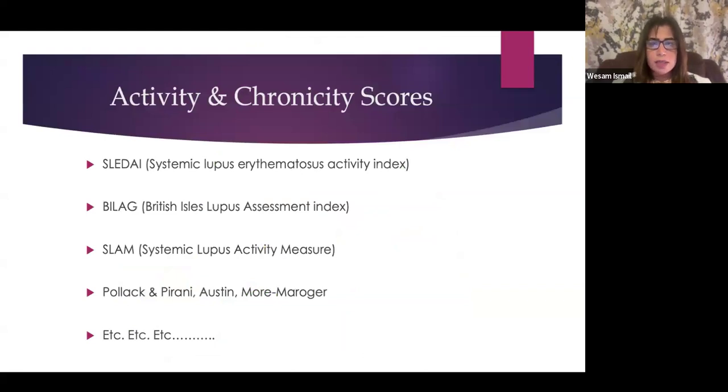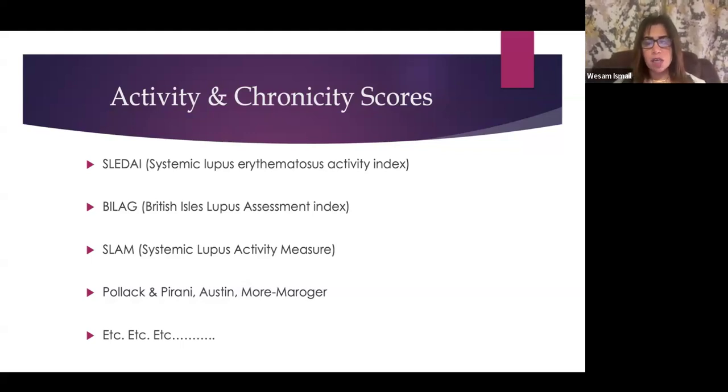And then we come to activity and chronicity scores. As you have noticed, I have discussed the whole classification, all the classes of the classification, but I did not mention activity and chronicity scores or indices, because activity and chronicity scores are irrelevant to lupus classification. They are independent indices on their own. They are independent scoring systems. They are not scoring systems within the classifications of lupus.